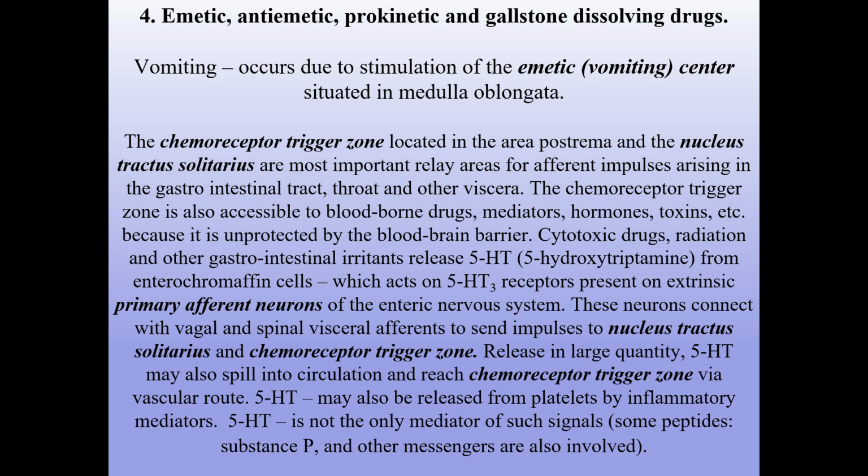blood-brain barrier. Cytotoxic drugs, radiation, and other gastrointestinal irritants release 5-HT from enterochromaffin cells, which acts on 5-HT3 receptors present on the extrinsic primary afferent neurons of the enteric nervous system. These neurons connect with vagal and spinal visceral afferents to send impulses to nucleus tractus solitarius and chemoreceptor trigger zone. Released in large quantity, 5-HT may also spill into circulation and reach chemoreceptor trigger zone via vascular route.